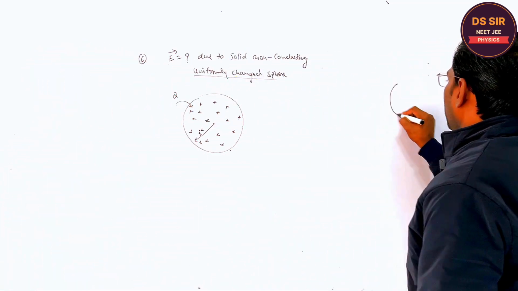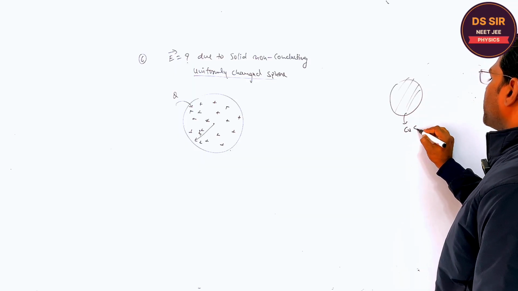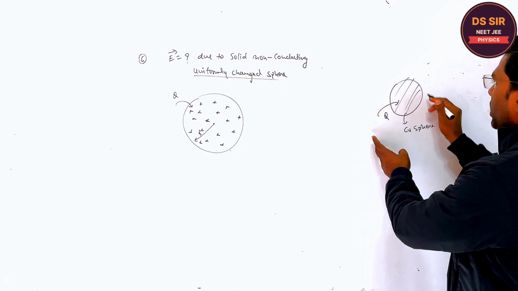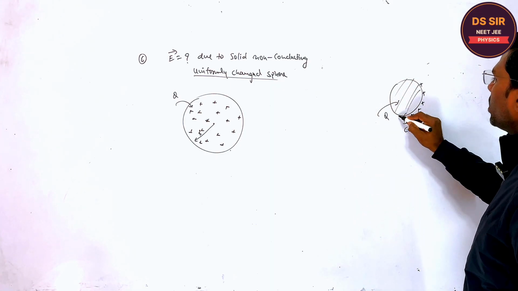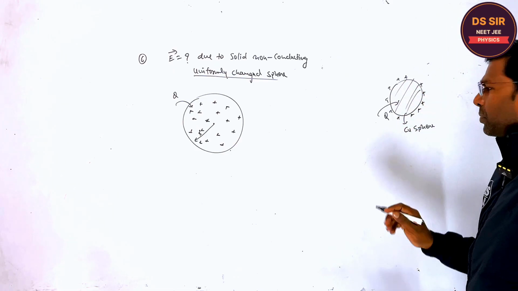Instead, if you consider this conducting, suppose this is a copper sphere, and you give the charge to this, the property of the conductor is that the charge will come on its surface. Do you understand or not?